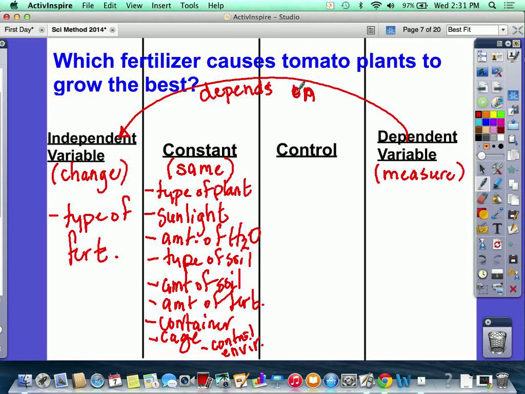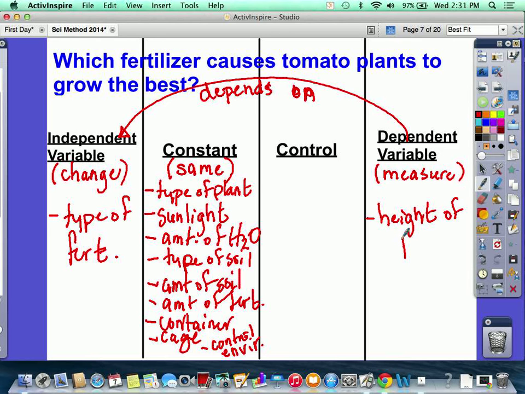How do you measure bigness? A ruler to measure what? When you say how big, what do you mean? What do you mean when you say big? The height. Does everybody agree with that? Okay, we can measure the height of the plants. Great.